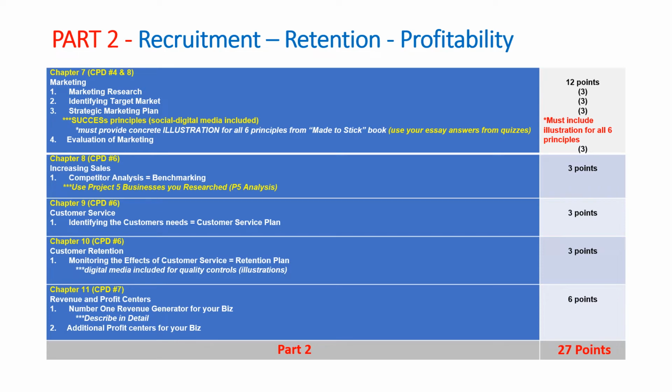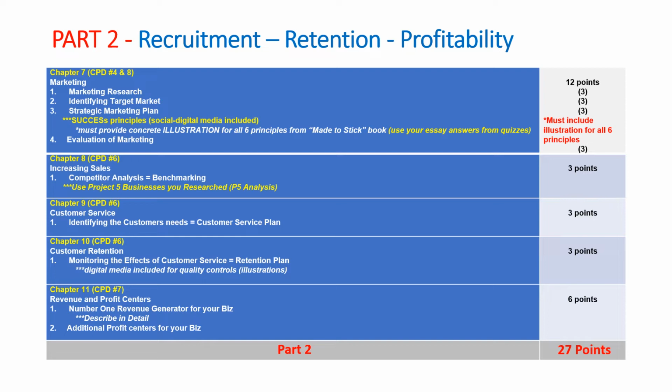Part 2 now is going to be your recruitment, retention, and profitability. We're going to start out with marketing. This is 12 points total for this section, very important. So you're going to do TRI for marketing research, TRI for identifying your target market, and then TRI for your strategic marketing plan.